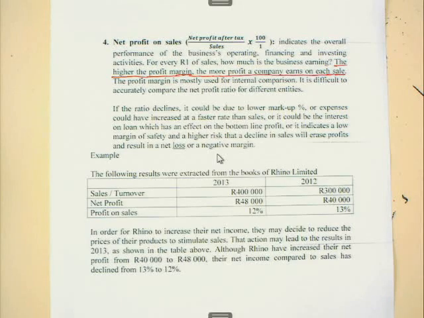The profit margin is mostly used for internal comparison. We are going to compare the current year and the previous year within the same company, because it is difficult to accurately compare the net profit ratio of different entities. Our businesses are not the same, therefore the profits are not the same, and the amount of tax that we pay is not the same. Therefore it won't be very accurate to compare with other entities, but it is used internally as you compare the previous year to the current year.